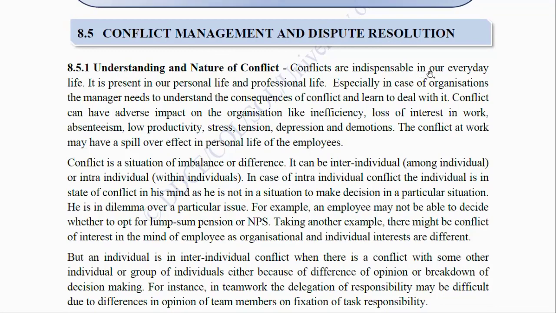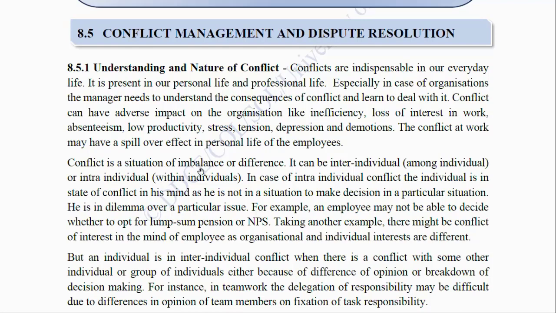Conflicts are indispensable in our everyday life. It is present in our personal life and professional life. Especially in case of organizations, the manager needs to understand the consequences of conflict and learn to deal with it. Conflict can have adverse impact on the organization like inefficiency, loss of interest in work, absenteeism, low productivity, stress, tension, depression, and demotions. The conflict of work may have a spillover effect in personal life of the employees.